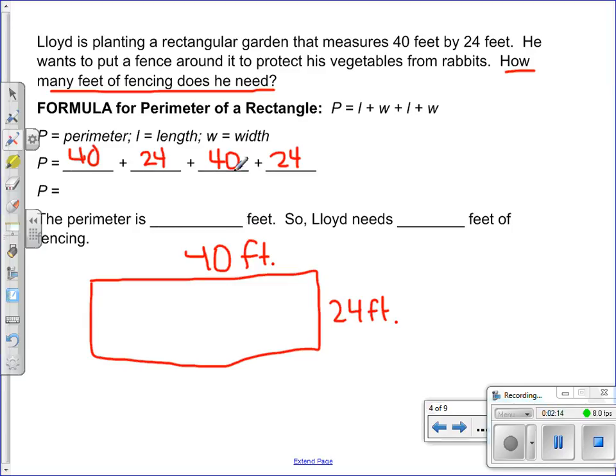I'm going to use my compatible numbers. I know that 40 plus 40 is 80, and 24 plus 24 is 48. And if I add those together, I know that I have 128 feet of fencing. So the perimeter of Lloyd's garden is 128 feet. So when he goes to the store, he needs to buy 128 feet of fencing.